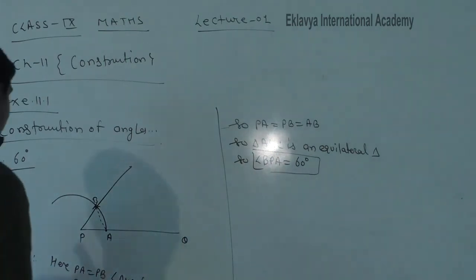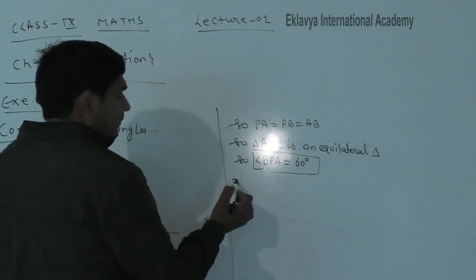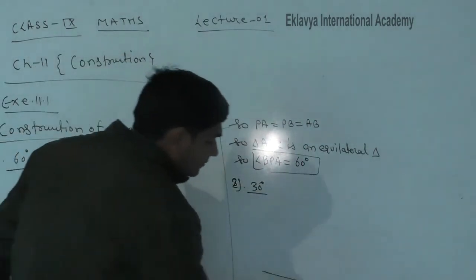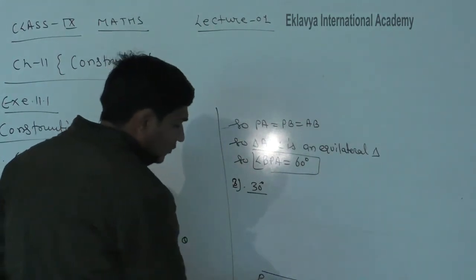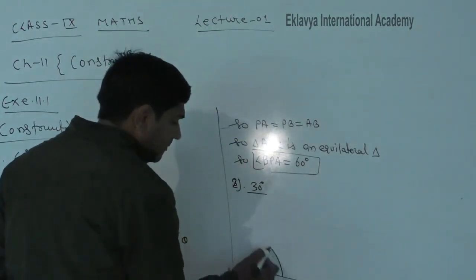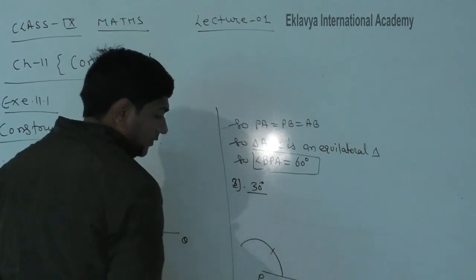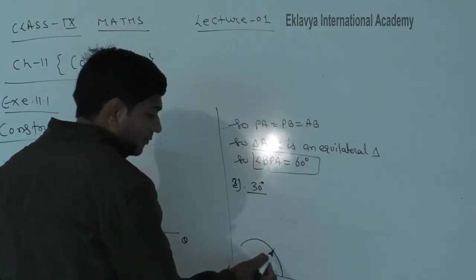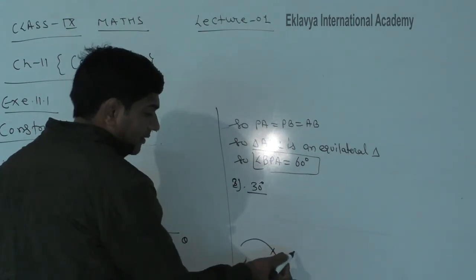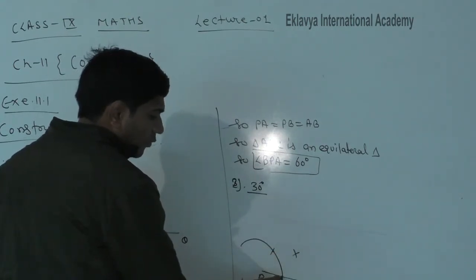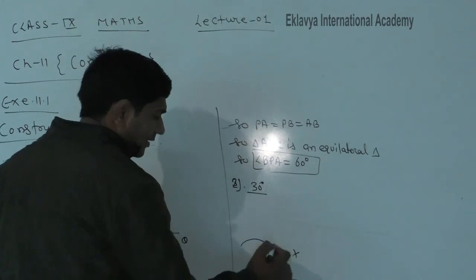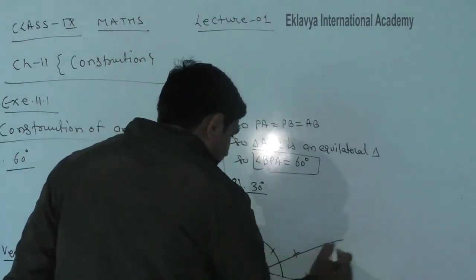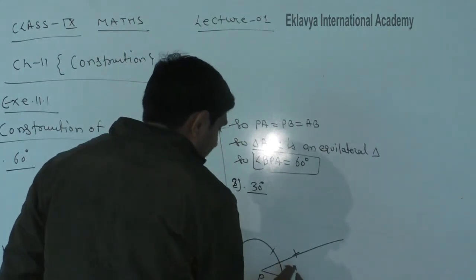Now second is how we will draw the 30 degree angle. PQ is any ray. First draw 60 degrees, then we will do its bisector. One time put the compass needle here, then cut an arc, and then second time here cut an arc, then join. That represents the angle 60 degrees.